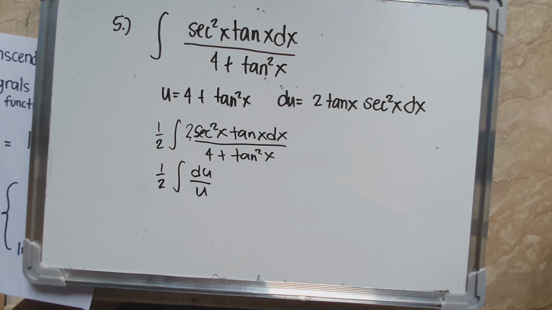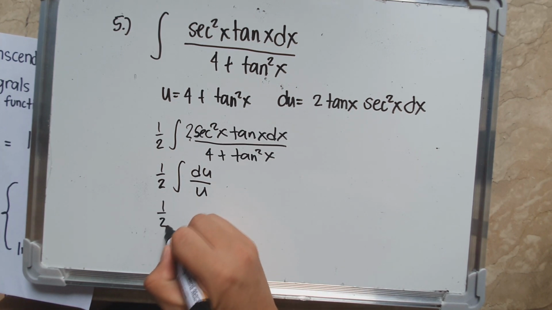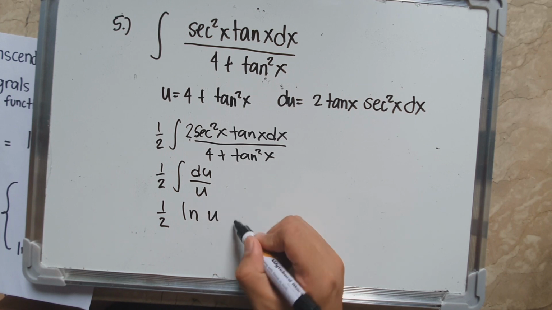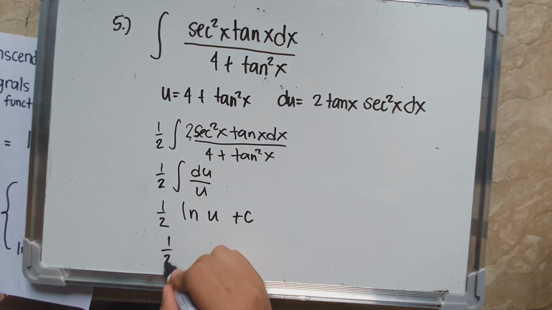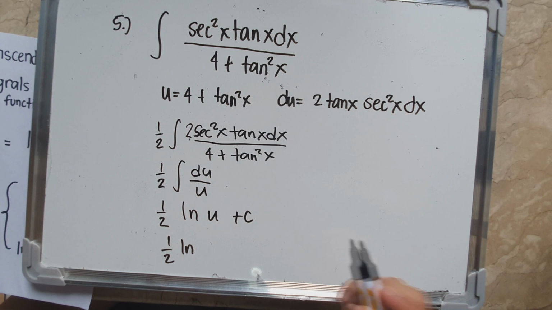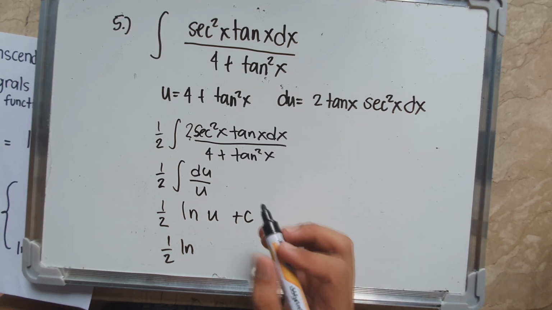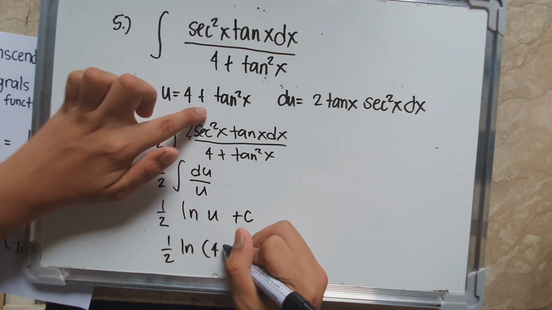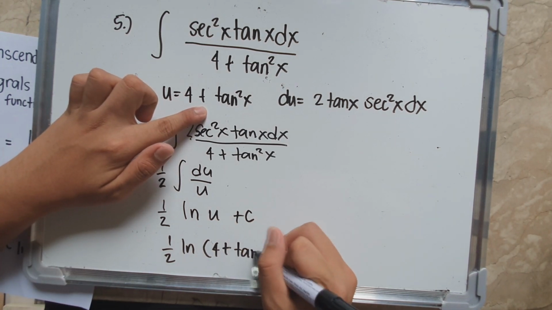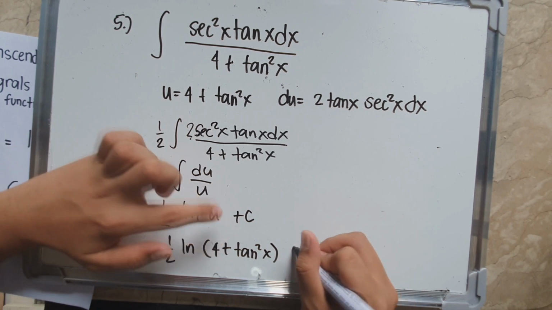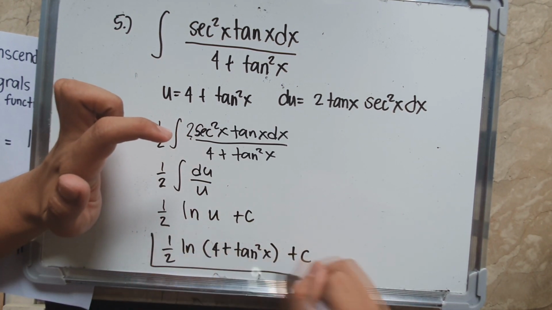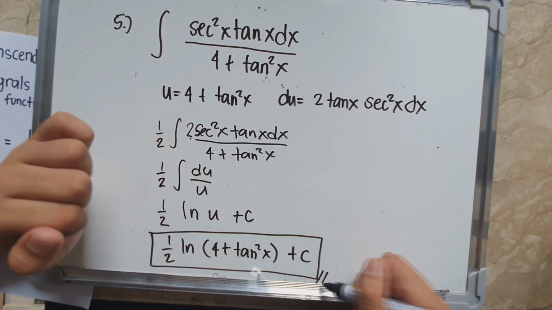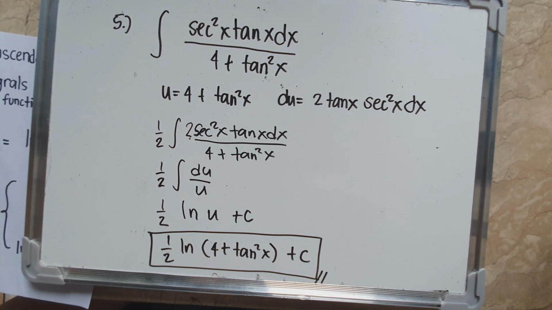So the integral of du over u is again ln of u plus c. We now have 1/2 ln of, what is the u? The u is 4 plus tangent squared x, and of course plus c. Our final answer. Okay.